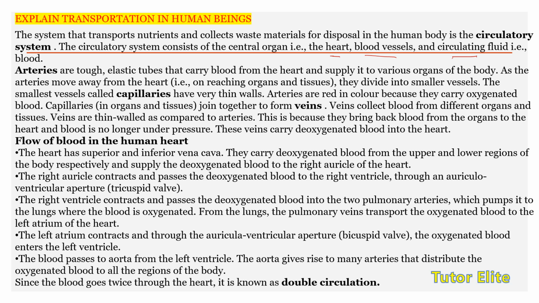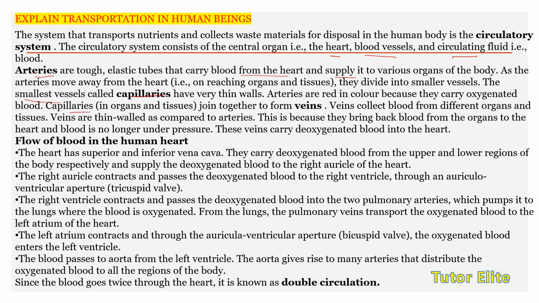Okay, next, arteries. So basically our blood is being supplied through arteries. Arteries are tough elastic tubes that carry blood from the heart and supply it to the various organs of the body. As the arteries move away from the heart, that is, on reaching organs and tissues, they divide into smaller vessels. These smaller vessels are called capillaries, which are very thin, with thin walls. Arteries are red in color because they carry oxygenated blood.